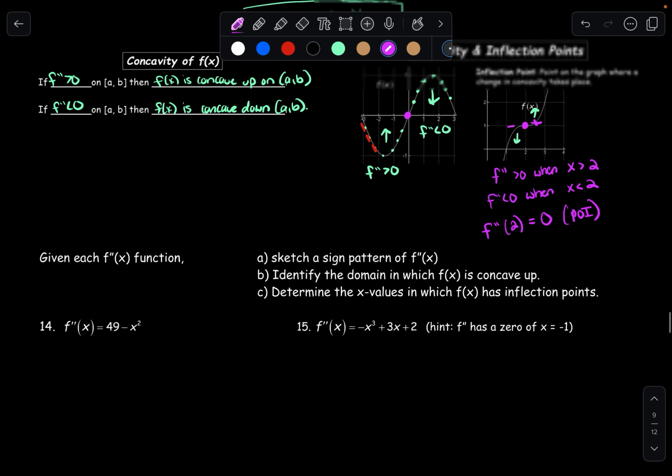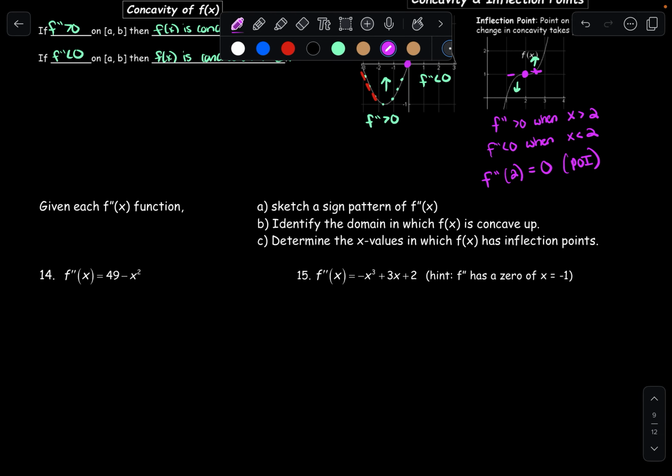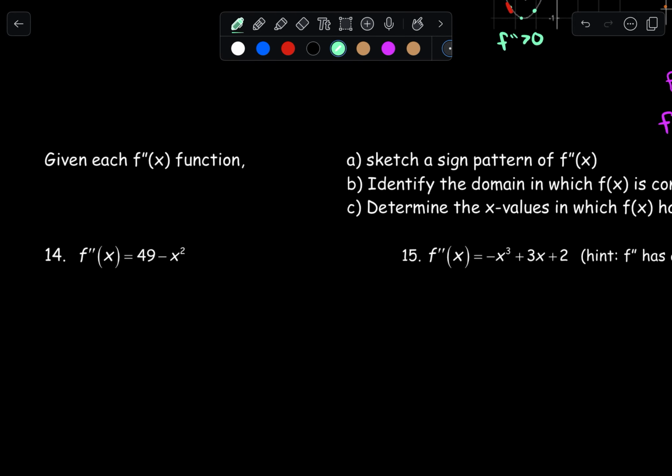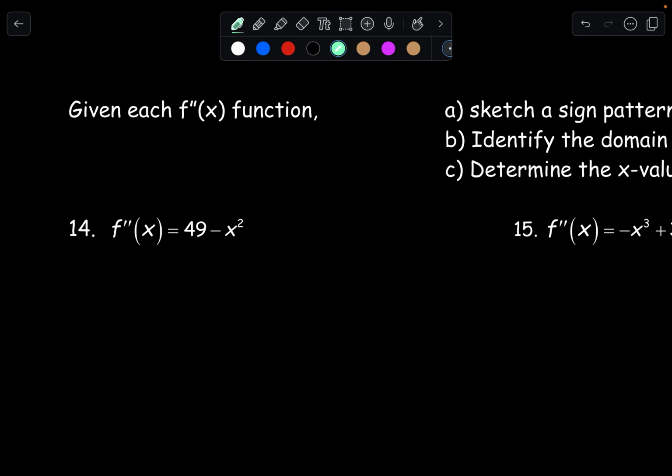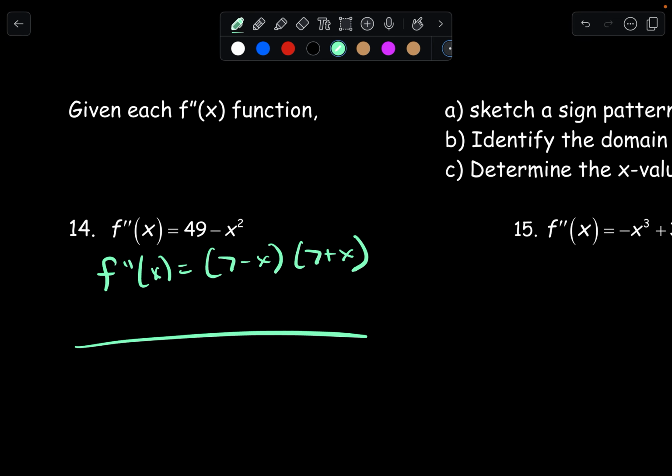All right, so number 14. Part A says sketch a sign pattern of f double prime of x. For us to do that, we need to write this in factored form. So we have f double prime of x is equal to 7 minus x times 7 plus x. Now from here we can go ahead and draw a sign pattern.